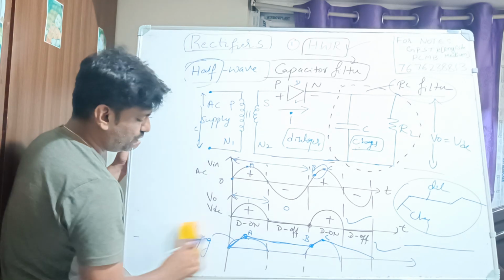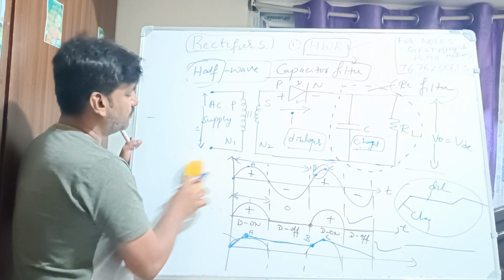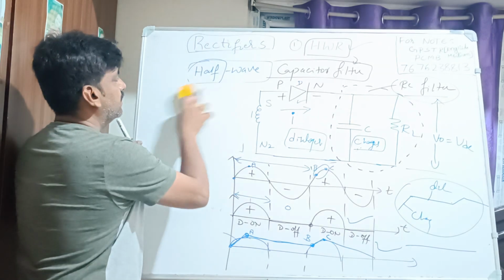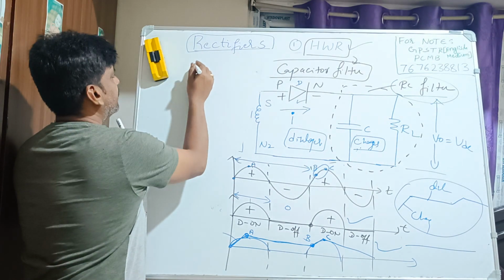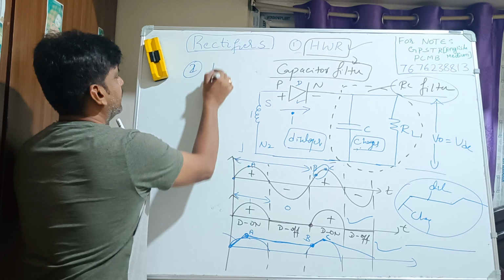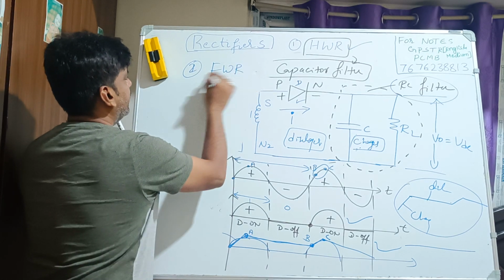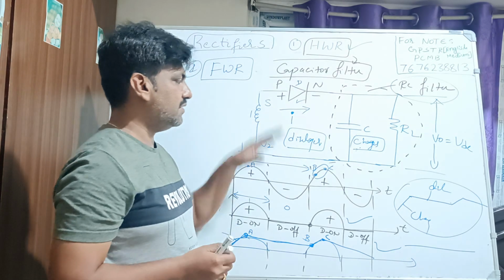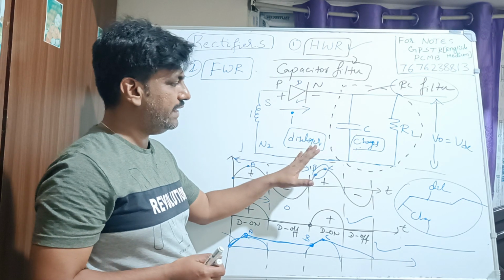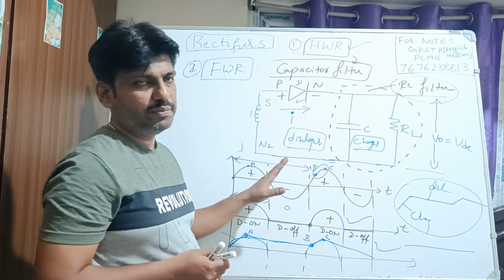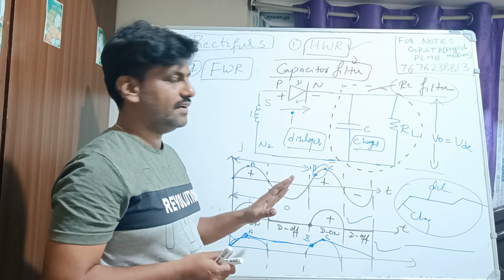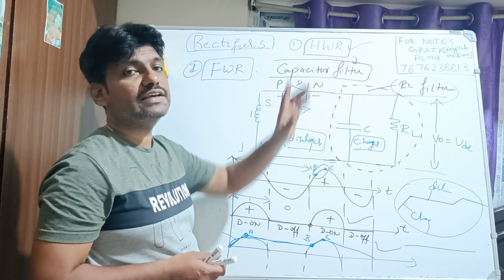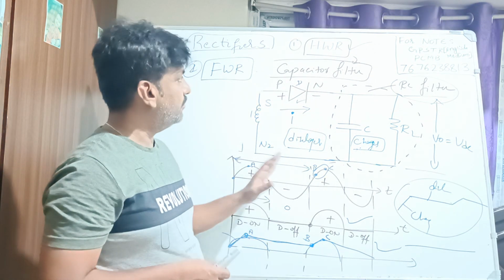Hence we are going to the next one. The next type of rectifier is called the full wave rectifier. In the full wave rectifier, we will see in the next class what the circuit diagram is, how exactly the operation goes, how many diodes it consists of, what the waveforms are, and what is going to happen if I use a capacitor filter. That we will see in the next class.